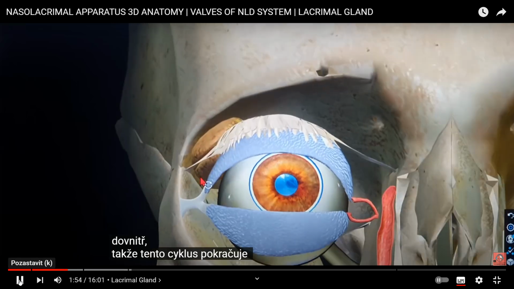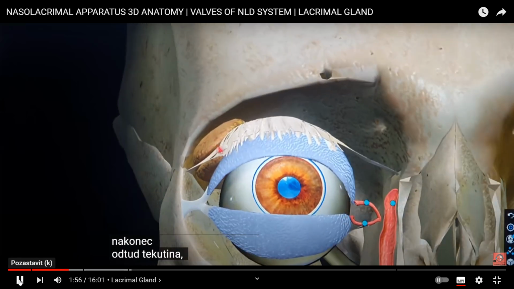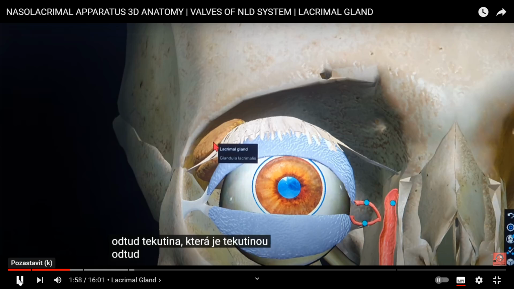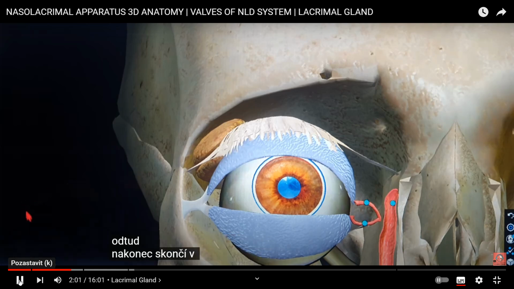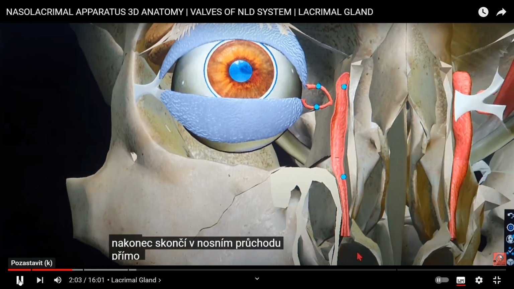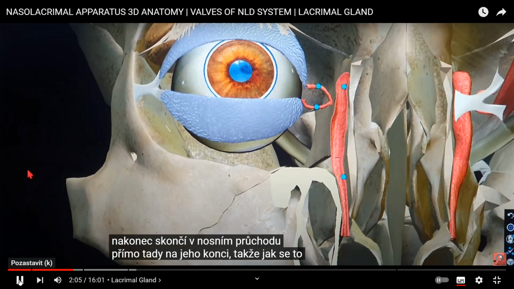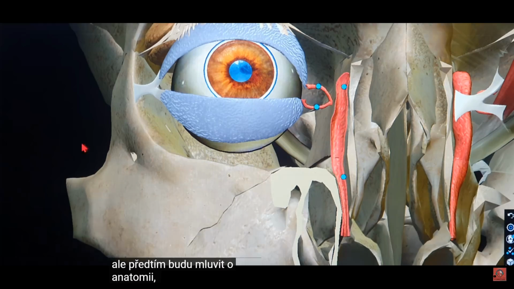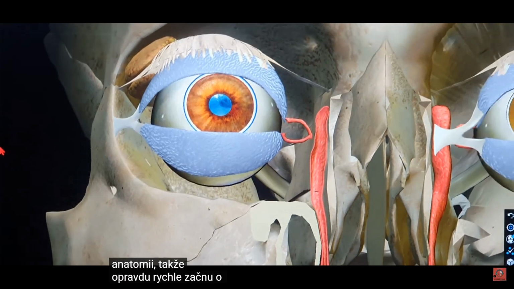so that this cycle keeps on going, and then eventually the fluid from here ends up in the nasal passage right here at the end of it. How it happens, I'll tell you in short, but before that I'll talk about the anatomy. So real quick, I'll start with the anatomy.